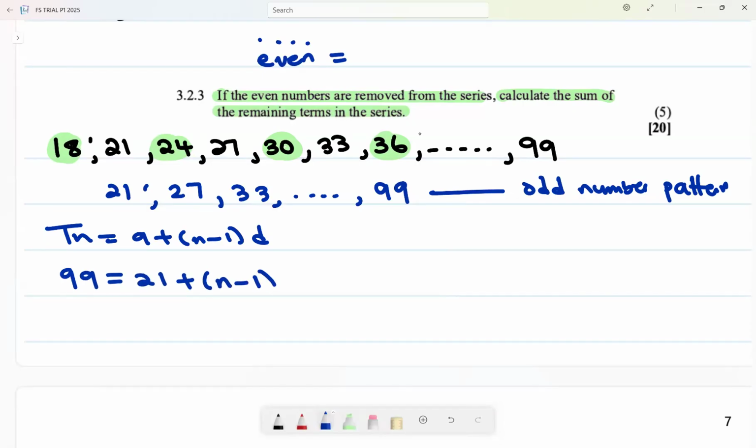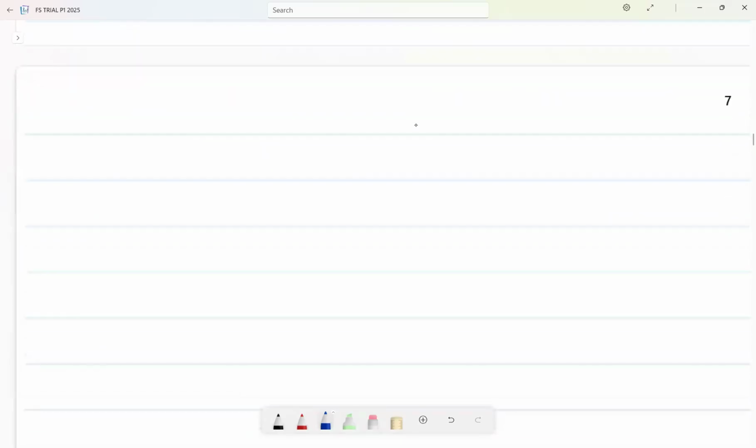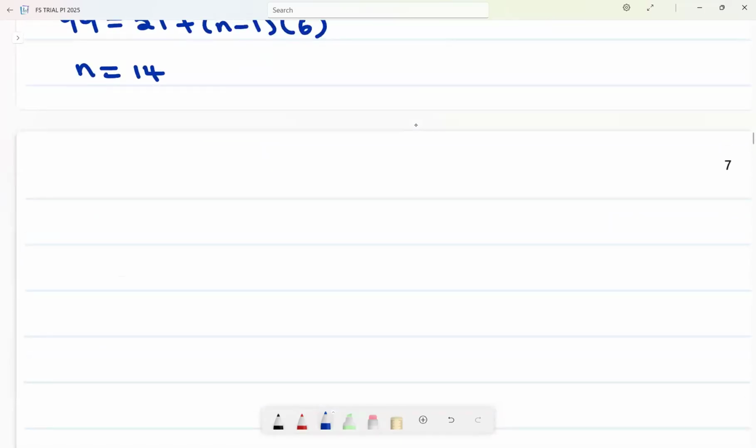plus n minus 1. What is the difference from here to here? It is 6. Then when you solve for n, guys, you should see that your n should be something like 14. And when you get that 14, you now know the number of terms. So you're going to say S14 is going to be 14 divided by 2, 2a. What is a? It is 21.